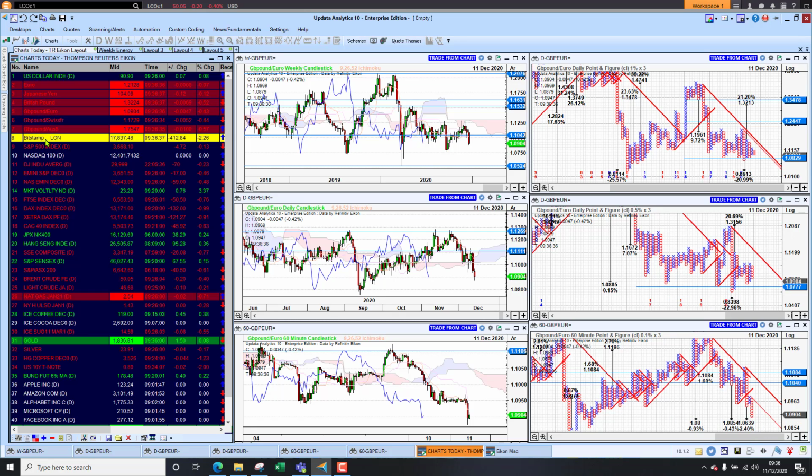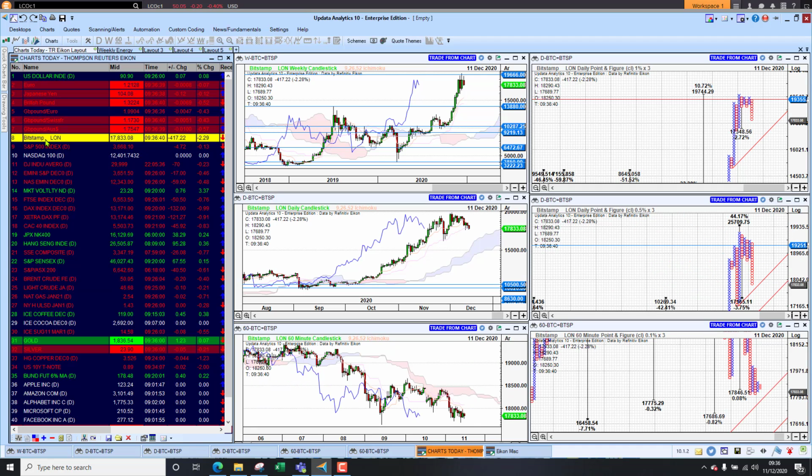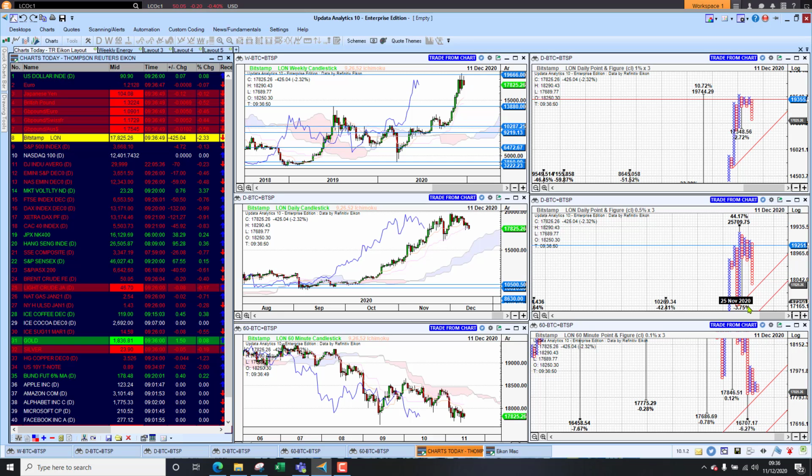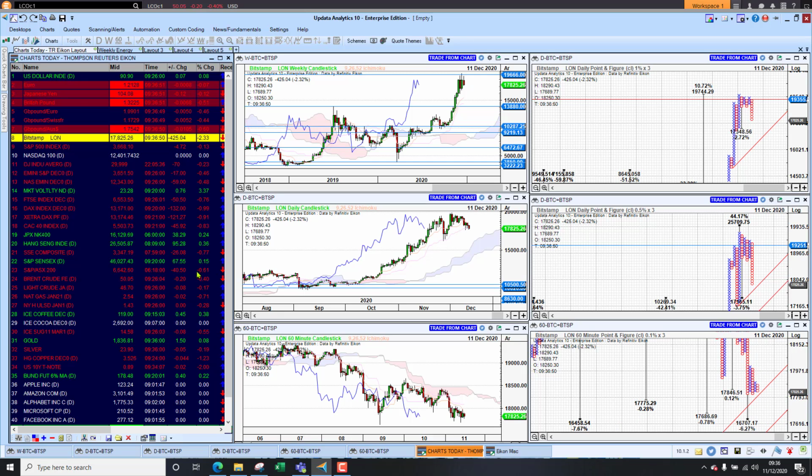Taking a look at Bitcoin, we're sitting below the $18,000 mark now, 17,800. We met this target, 19,744, almost exactly, and we're now falling back. We've got some downside targets, one at 3.75%. If you're trading Bitcoin, keep an eye on the 1 minute targets.